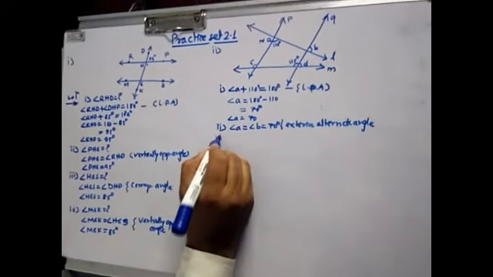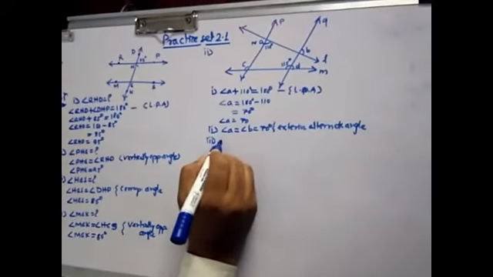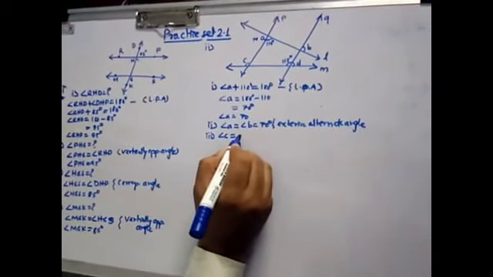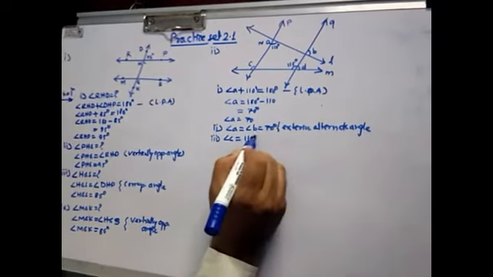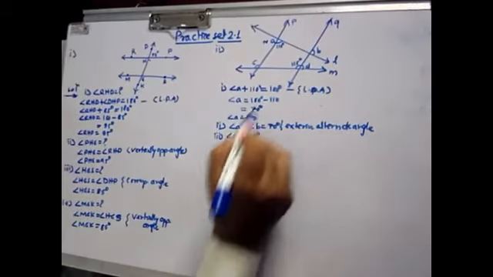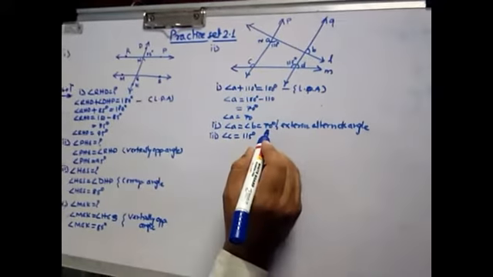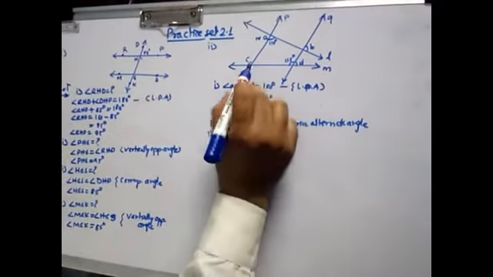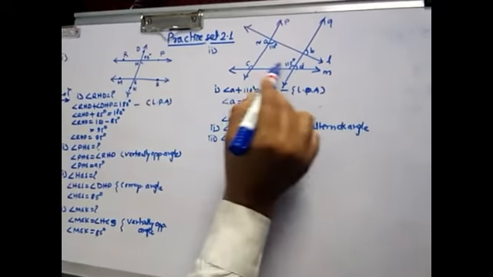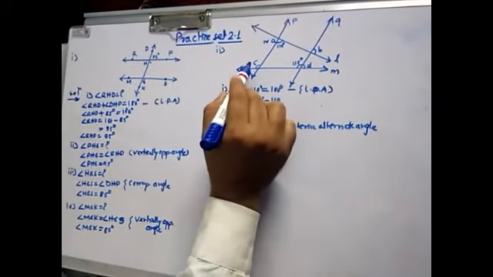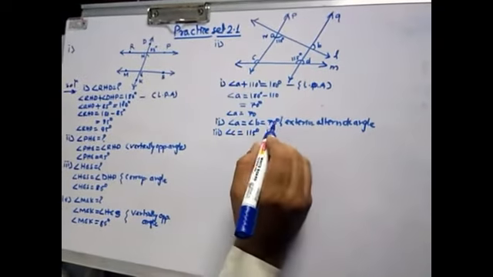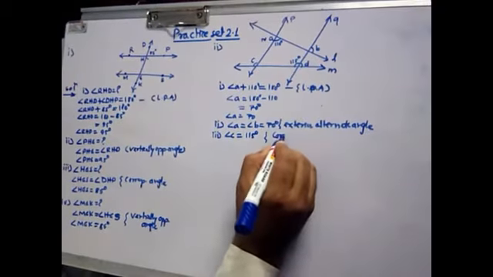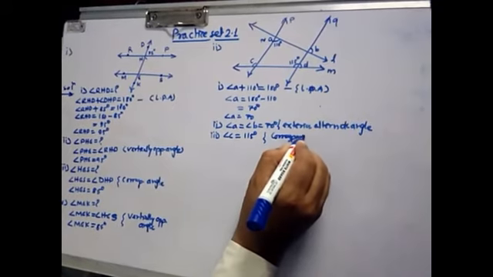Now the third one is that angle C is equal to 115 degrees. What is the reason here? See, these two are corresponding angles. So what is the value of C? That is 115. So write down here: corresponding angle.